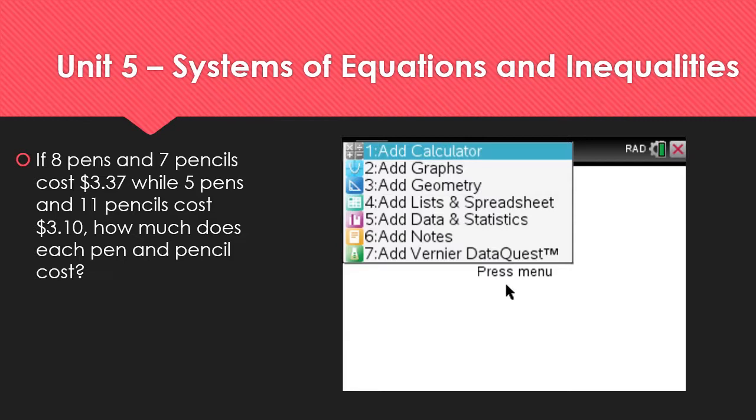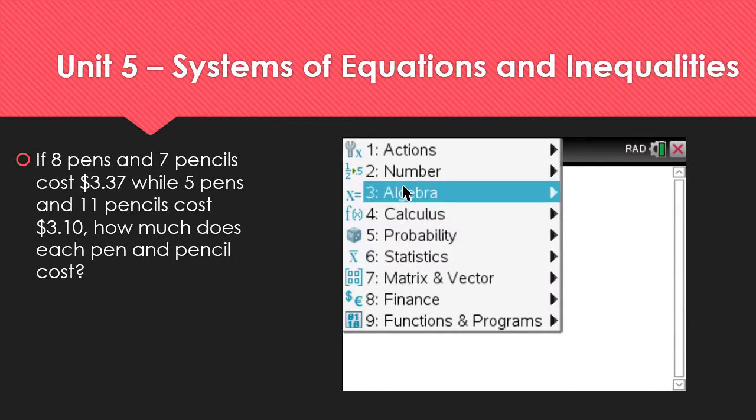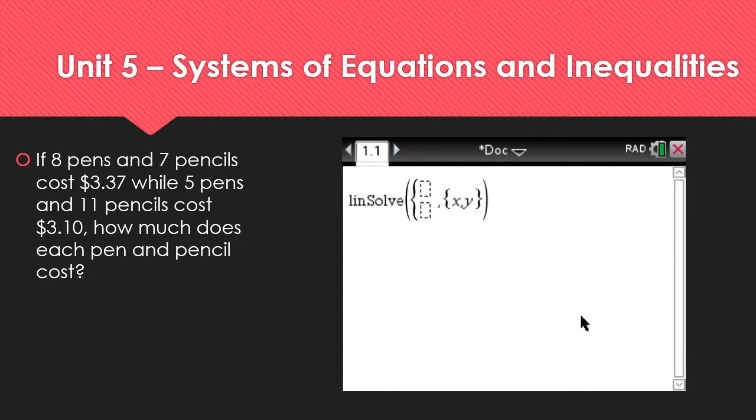And remember, your cost is your total. That's where the equal sign comes in. Once you set them up, the calculator does the work for you. All you need to do is go to Add Calculator, press Menu, go to Algebra, solve system of linear equations. We only have 2 equations, and our variables are X and Y. You could change your variables, but then we would have P for pens and P for pencils, which wouldn't make sense. So leave it the way it is.